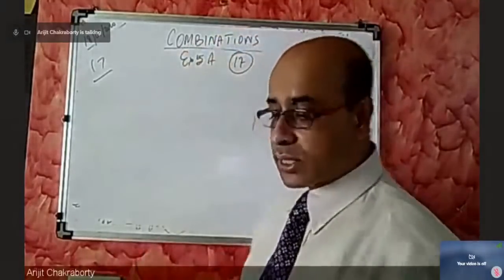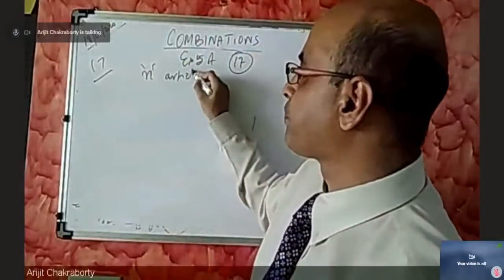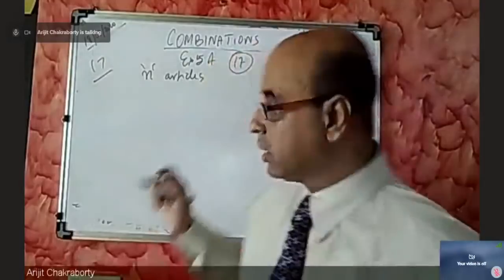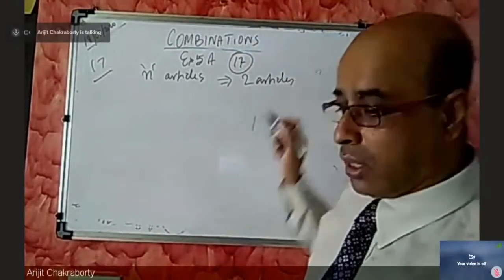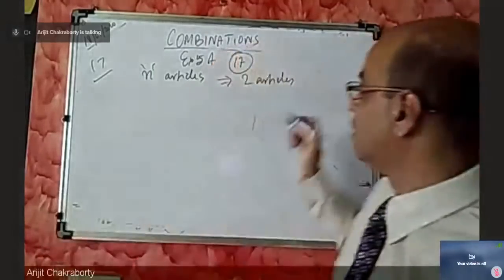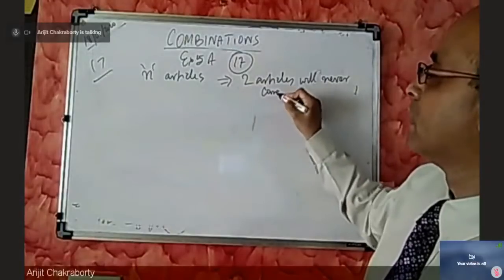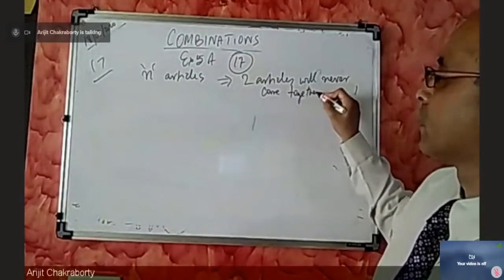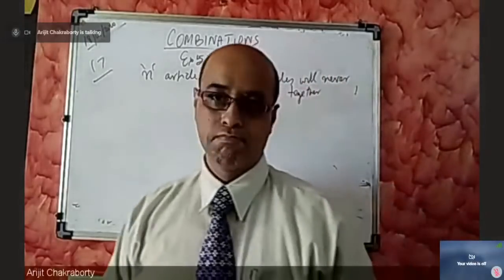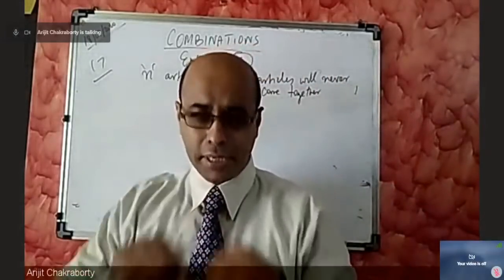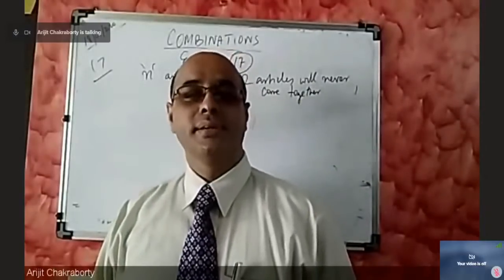Okay, the question is: n articles. We want to arrange n articles such that two articles will never come together. Two articles will never come together. So this seems to be a little tough, you know. So what to do with this?